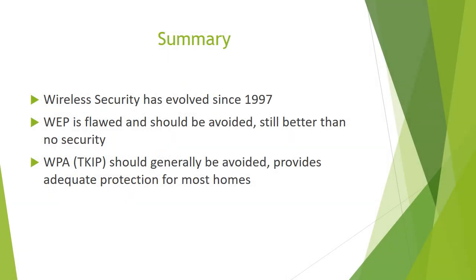Overall, wireless security has evolved greatly since 1997. WEP is a flawed wireless security measure that should be avoided, but is still better than no security measure if it must be used. WPA should generally be avoided for businesses, but will provide adequate protection for most home uses.